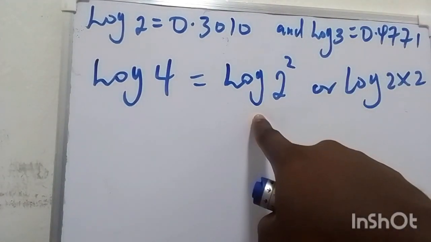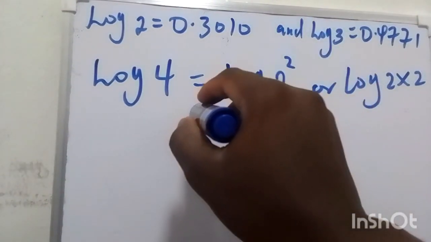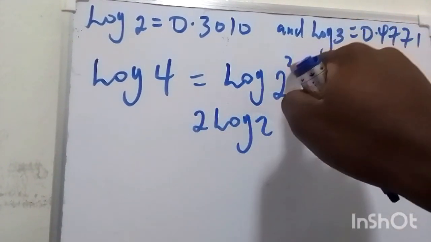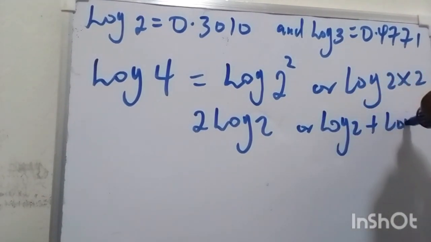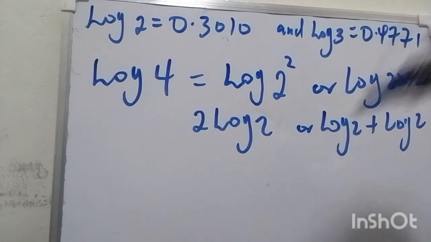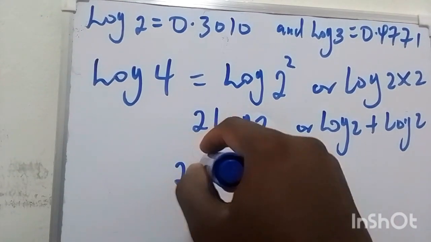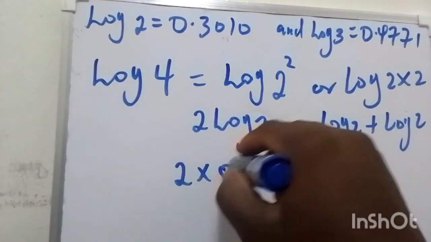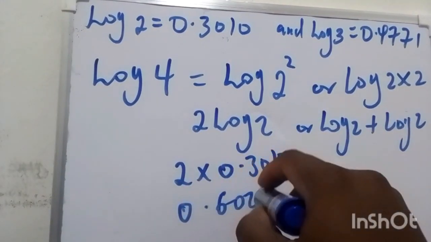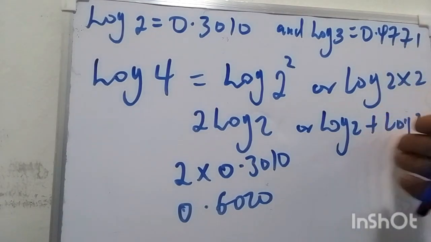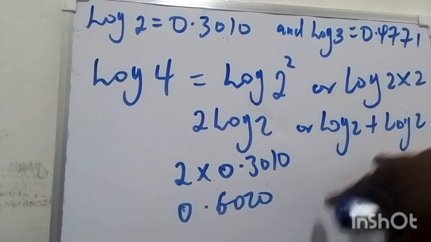Now you've expanded 4 like this, then you apply the rules of logarithm. It's either you do it like this, 2 log 2. You remember that law? You bring it like this. Or you say log 2 plus log 2. Alright, so you fix the value of 0.3010, so it becomes 2 multiply log 2 equals 2 multiply 0.3010. And you will have something like this, 0.6020. Okay, do the same thing here, you are going to get the same answer. That is 0.3010 plus 0.3010. Add it together, you get the same answer here.